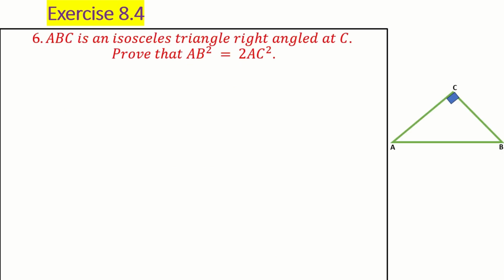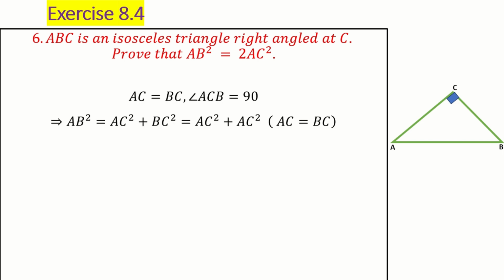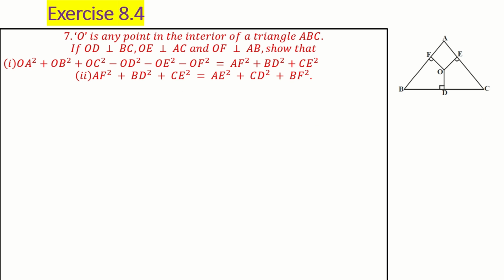ABC is an isosceles triangle, right angle at C. Prove that AB square equal to 2AC square. Okay. So this is very easy. AB square equal to AC square plus BC square. Since AC is BC, we just say that AB square equal to 2AC square. That's it.